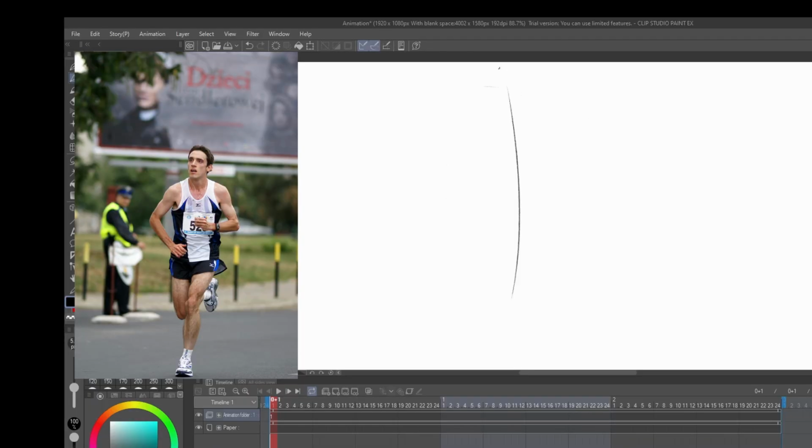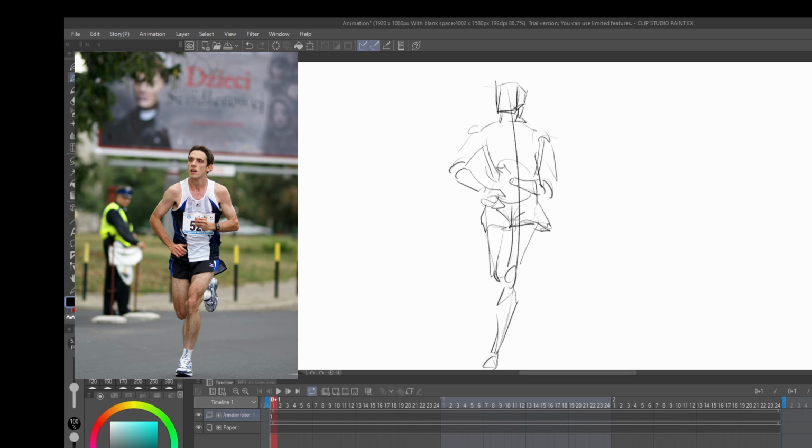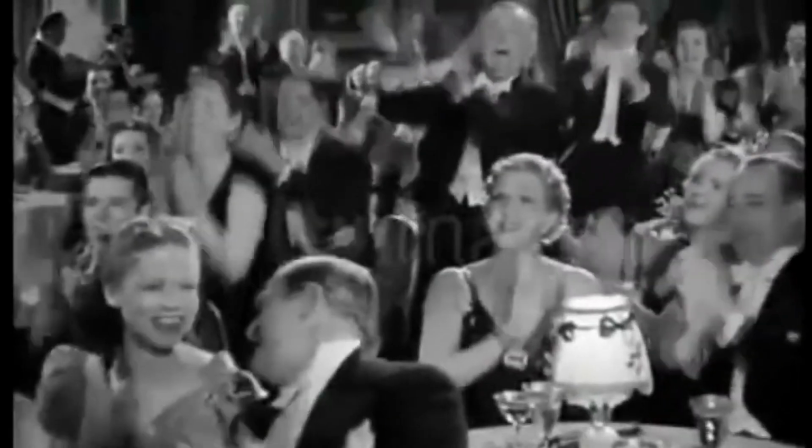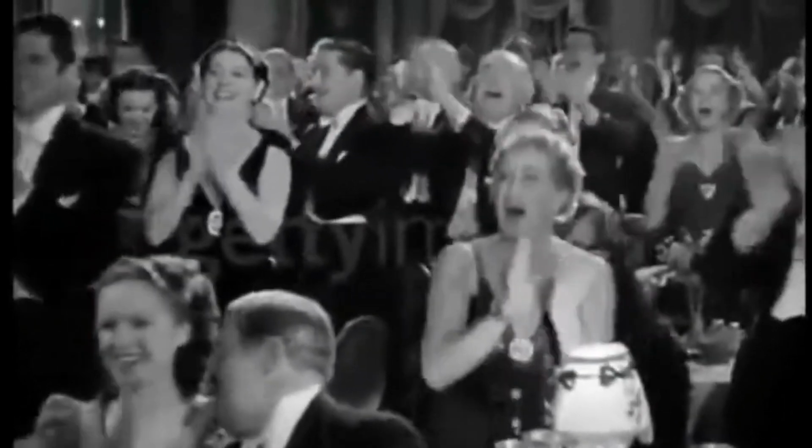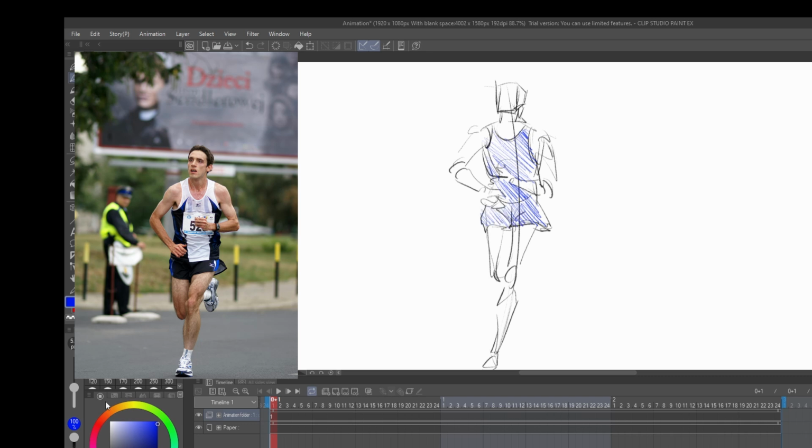Now let's draw a gesture. First thing you have to do before drawing a gesture, draw a line of action. And line of action is a line that shows the flow of the pose and it will help you to draw the gesture. And after that you have to draw long wavy lines to show the form and flow of the pose. So this is our first gesture. So congratulations to you all. You have come this far.